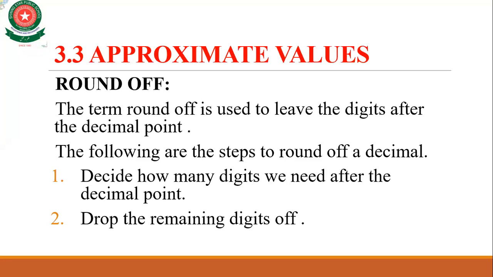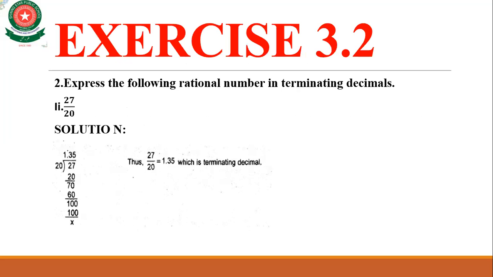The following are the steps to round off a decimal. Number one, decide how many digits we need after the decimal point. First of all, we have to decide how many digits we need after the decimal point. Then drop the remaining digits. So this is the way we can round off the values.